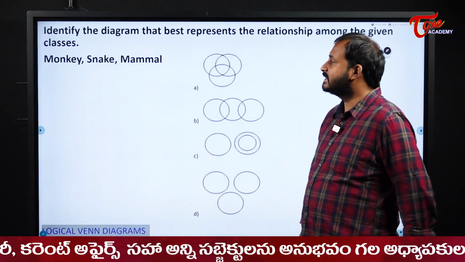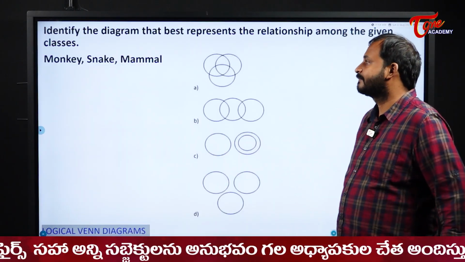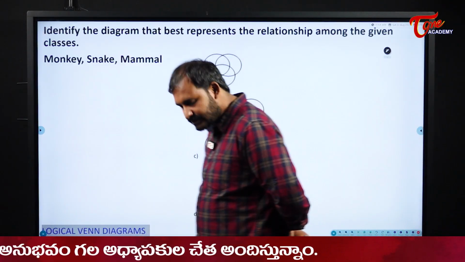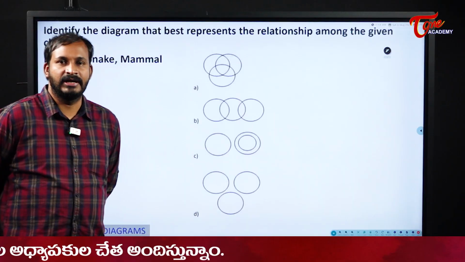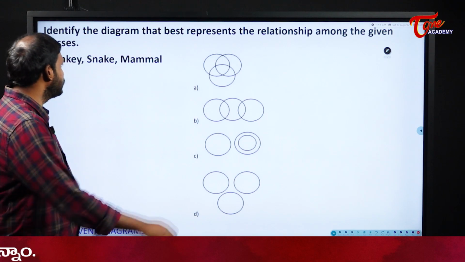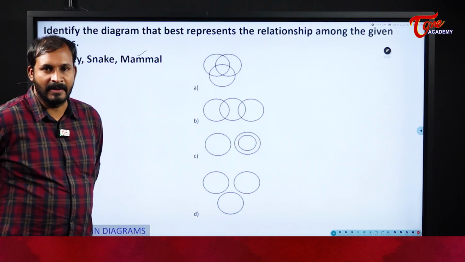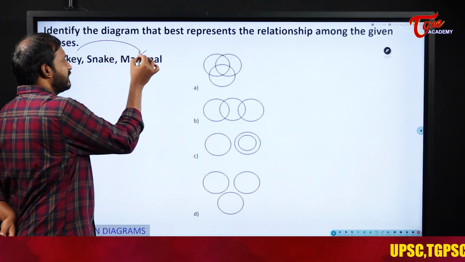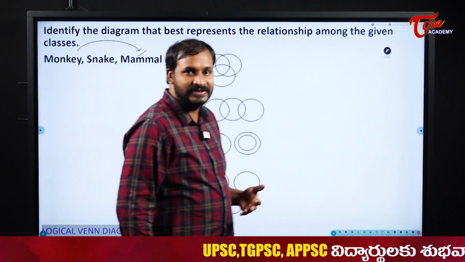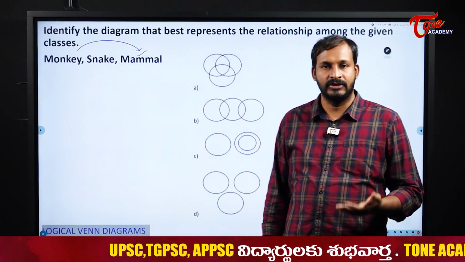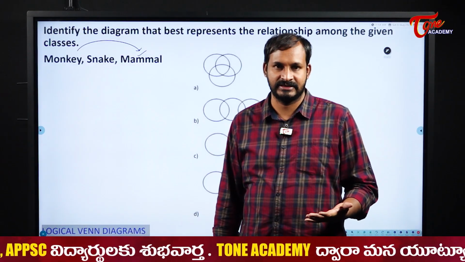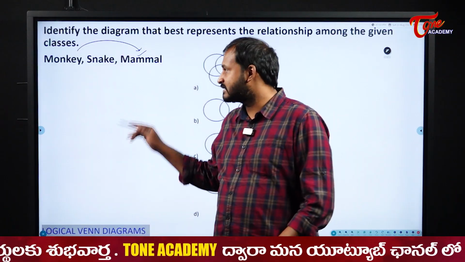Next, monkey, snake, mammal. What is the largest group, students, usually here? Mammals, right? What are mammals? Which animals do we call mammals? The animals which feed their young through milk, breastfeeding, we call them mammals. So, all monkeys are mammals, right? Or else, apart from feeding, the major one is that they give birth directly instead of laying eggs. Direct birth, we call them mammals for us.